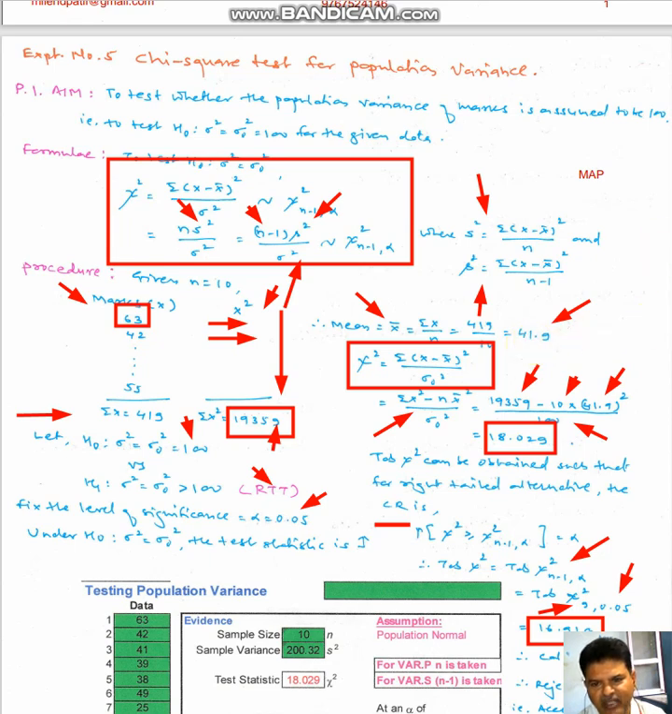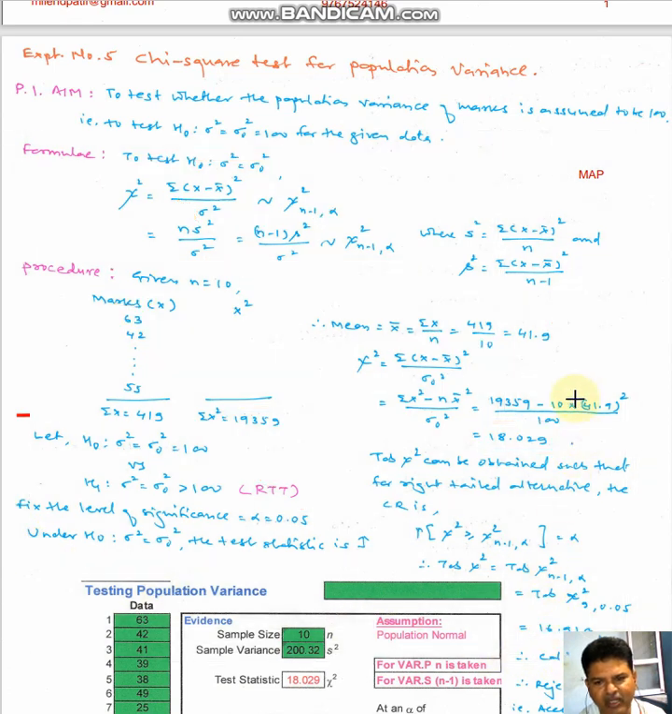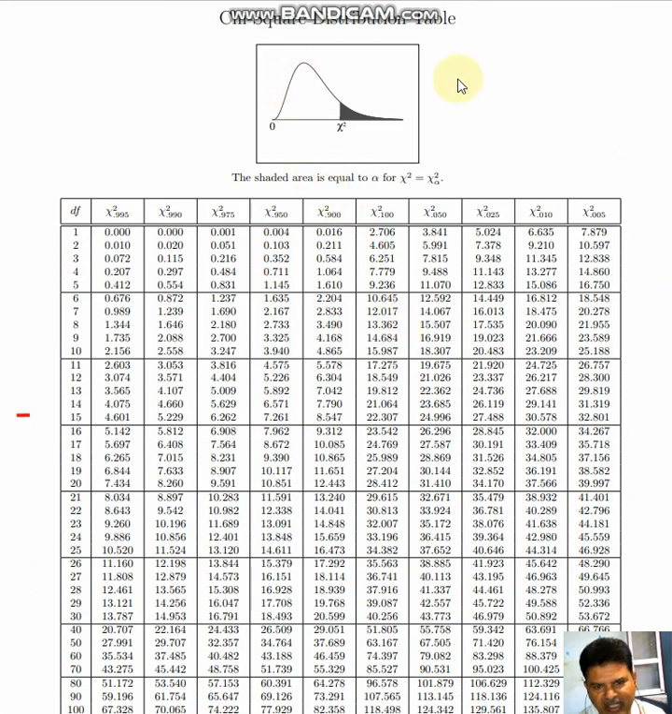So how to get this value? I will show you the chi-square table. I have provided this table to you also. Now go to this table and check the values 9 and 0.05. See, this is a chi-square distribution table. So check the value 9. This is the degrees of freedom, and 9 is the degrees of freedom that we have to take.